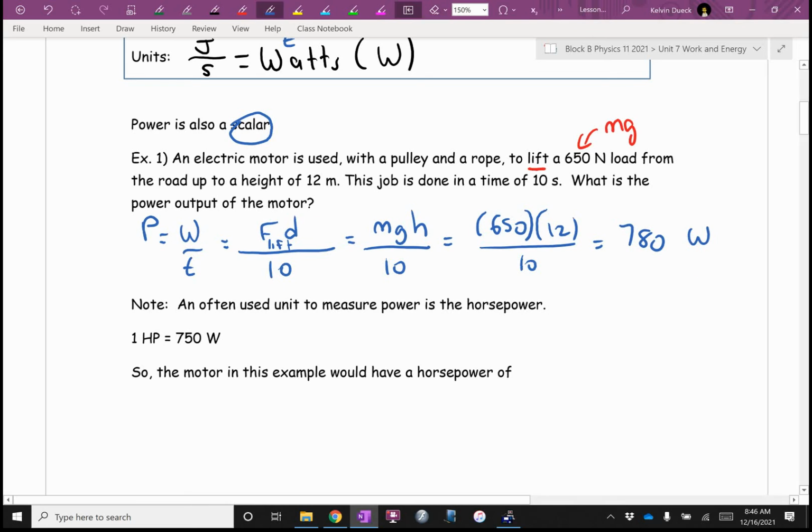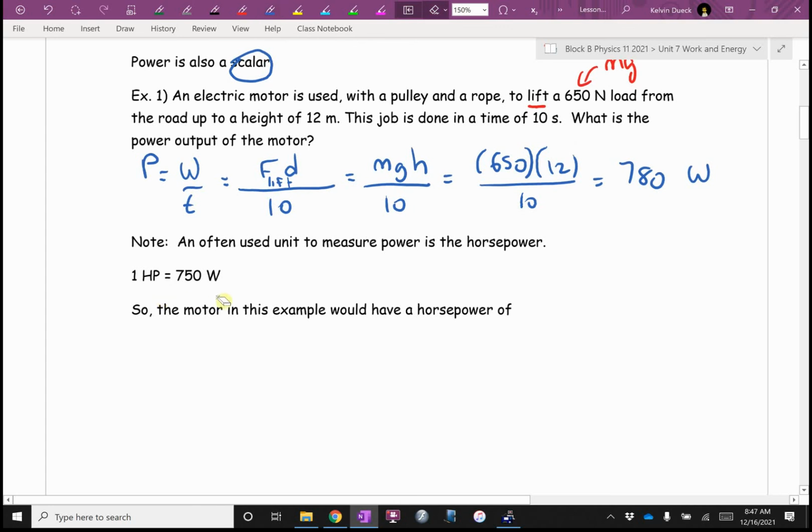Now, watts are the SI unit for power, but there is another unit that's still used to this day. I hate it. It's the horsepower. This is the imperial unit. 1 horsepower is almost exactly 750 watts. So the motor in this example, they would probably list it as a horsepower, maybe not. Electric motors, they usually do list in watts, but if it was a gasoline motor, they would list it in horsepower. How can I convert 780 watts to horsepower?